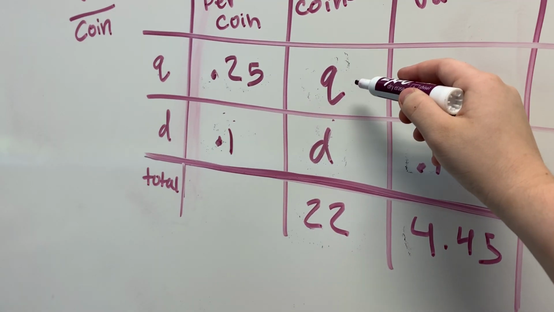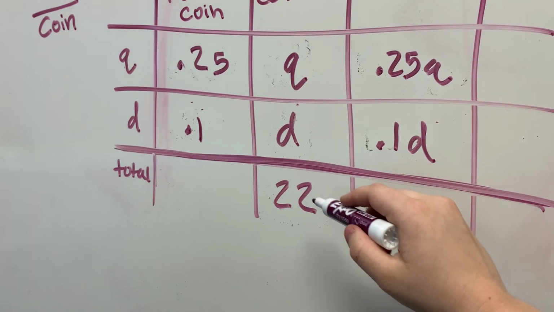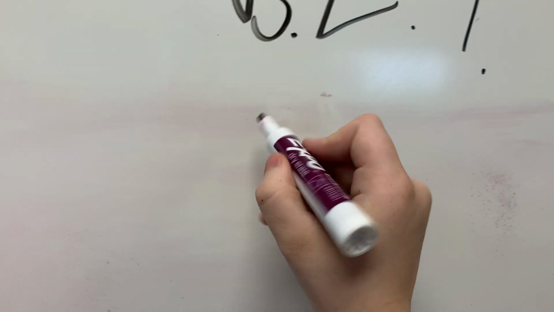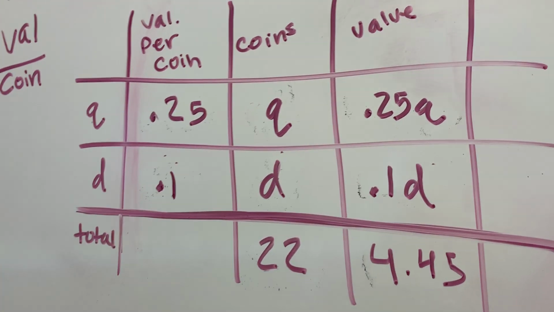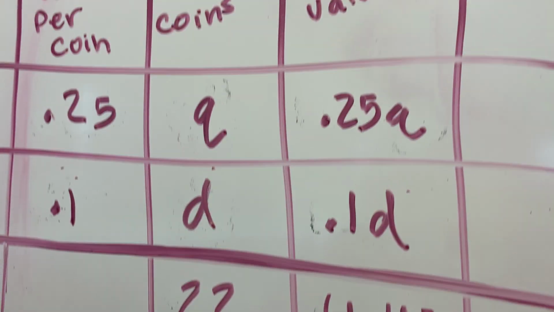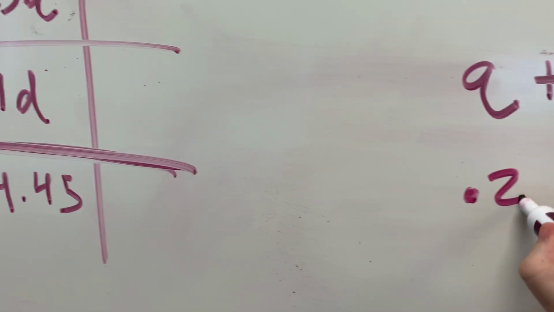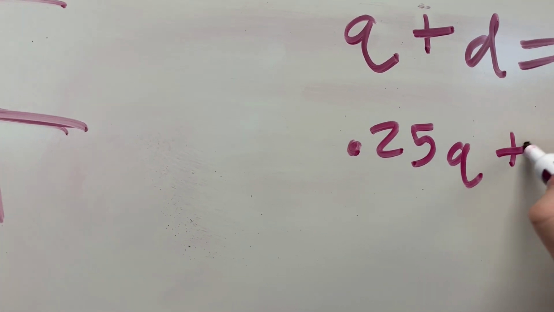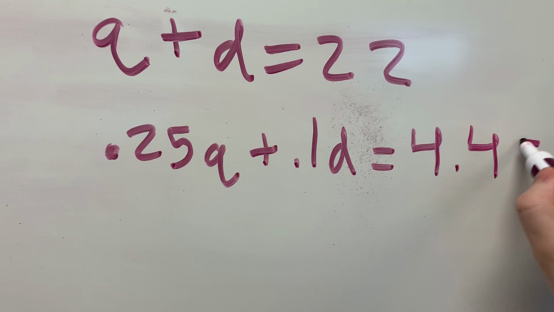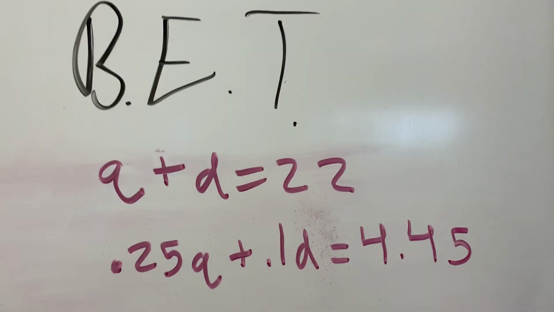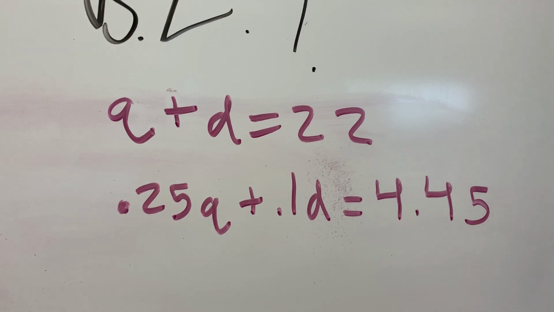Our first equation will be Q plus D equals 22. We're just going to add down this column. So Q plus D equals 22. And then we're also going to add down this column. So it'll be 0.25Q plus 0.1D equals 4.45.